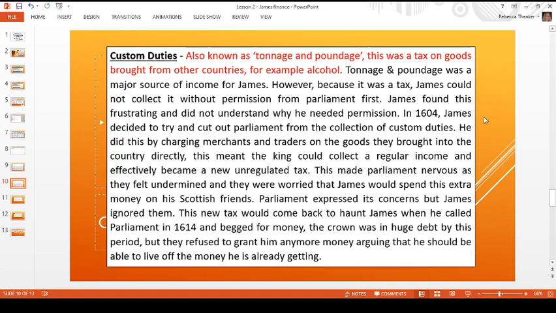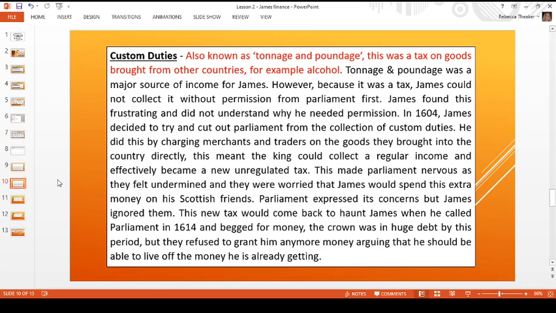Custom duties. These were also known as tonnage and poundage, which is a little bit of an unusual word, but that's just what they called it back then. Basically, custom duties, or tonnage and poundage, was a tax on goods that was brought in from other countries. For example, alcohol. But it wasn't just alcohol that was taxed. It was a wide variety of things. Tobacco as well, raisins, dates, currants. I'm talking about a really long list of things.